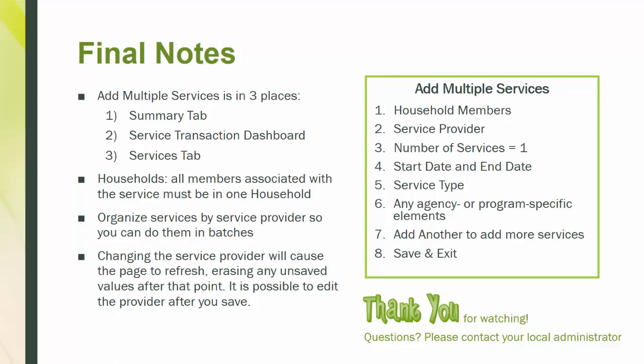Congratulations, you've made it to the end of this training. Here are some final notes to solidify what we've just covered. There are 3 potential places to add multiple services: the Summary tab, the Service Transaction Dashboard, and the Services tab. Create or adjust the household before you start your services transaction because joint services can only be applied to members from the same household bucket.